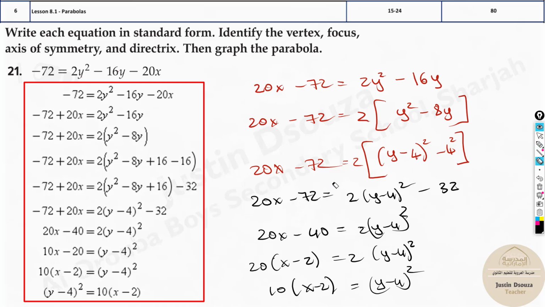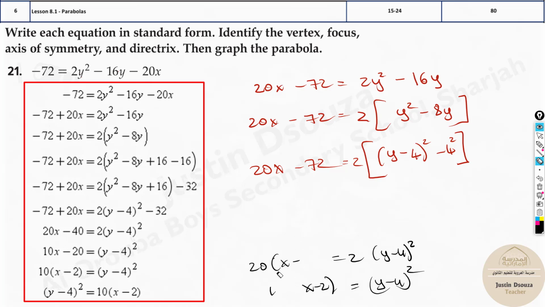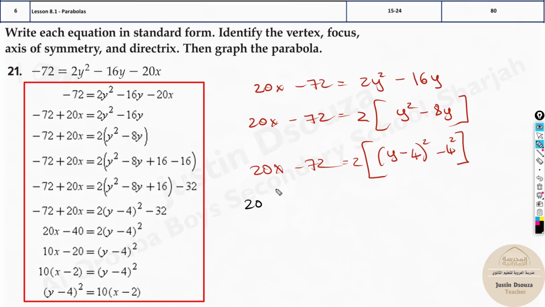There is one more method which I'll show you now. This is one thing, but I would prefer the other method, which I would generally do. But I did both the methods because you might tend to multiply it. That's the reason. The other method is here, 20x minus 72. Okay, first thing, what is this number here? 2, right? I can just divide all by 2.